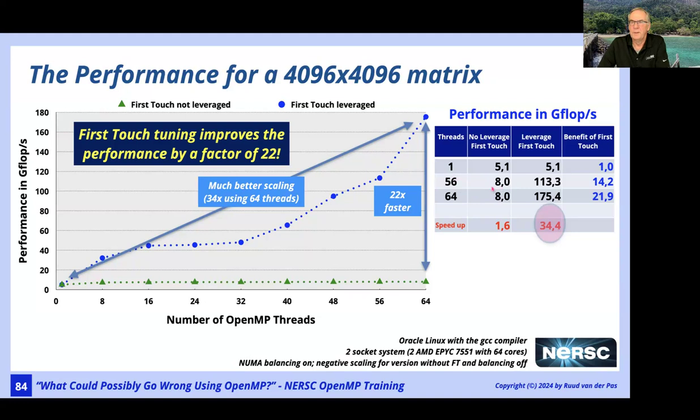I get 8 if I don't do anything. But then when I start leveraging first touch on 56 threads, it's 14 times faster. And ultimately on 64, it's almost 22 times faster. And the speedup overall is close to 35.